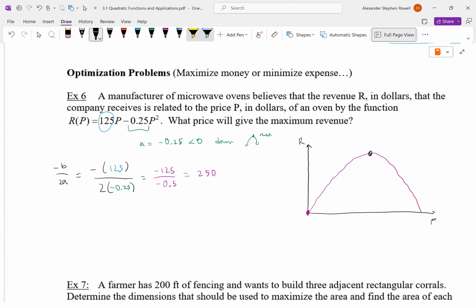So how does this correspond to my vertex? Is it the x value or is it the y value? It's the x value. We found 250 is here. Do I need to plug this in to find r? What's the question asking for? What price will give the maximum revenue? Is it asking me for the maximum revenue? No, it's asking me for the price that will give the max. So $250 is what I should price the microwave at. And I'm done. Now, if it asks what the maximum revenue is possible, I would plug it in.